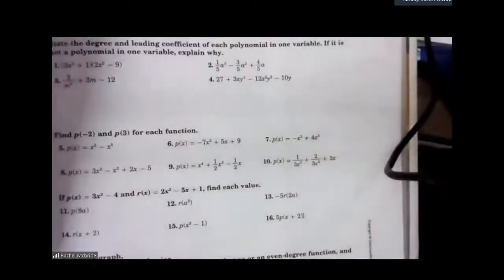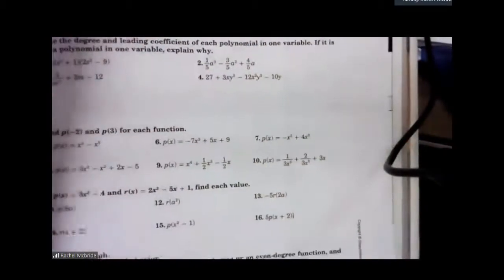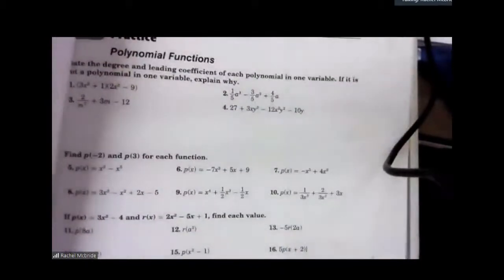There's already a Dropbox for this homework assignment on Fusion. So once you've worked through it, you can just post your answers for me so I can give you your credit for that. So it's kind of like your in-class homework.